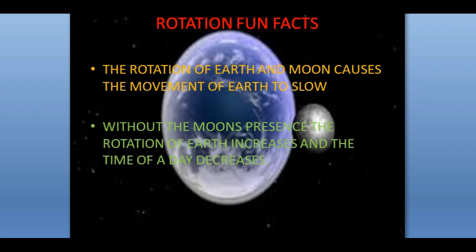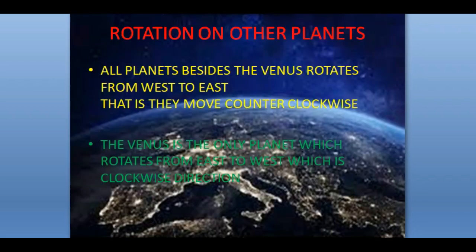So rotation of Earth and Moon causes the movement of Earth to slow. This means our Earth, which is moving in such a slow movement, is actually because of the Moon and Earth's rotation. Without the Moon's presence, the rotation of the Earth would increase and the time of a day would decrease. Basically, it means if the Moon is not there, the rotating speed of our Earth would increase and our 24 hours would have been like some 18 hours or 16 hours.